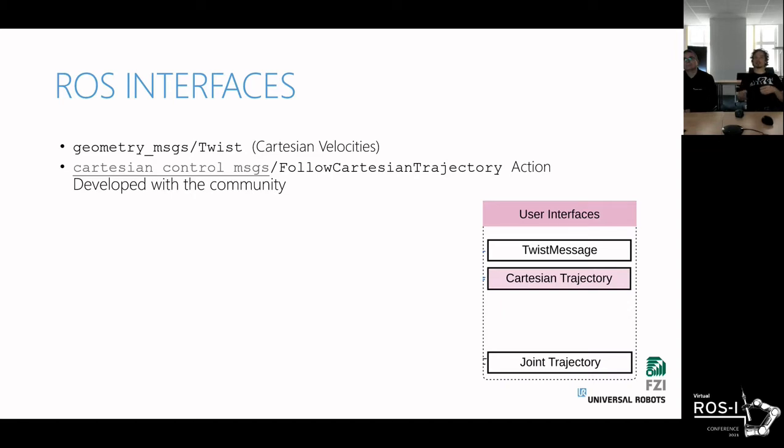We have, first of all, the geometry twist input, similar to how you can directly command joint velocities with existing controllers. So now you can command a Cartesian twist for the TCP, for example. And we created a Cartesian trajectory description, or Cartesian trajectory execution description, basically, which was developed together with the community in a nice feedback loop. So many of the people here in the audience also contributed to that. So I think this is quite a nice outcome.